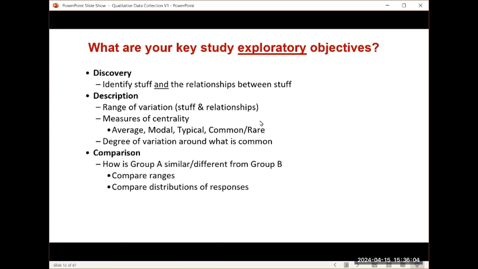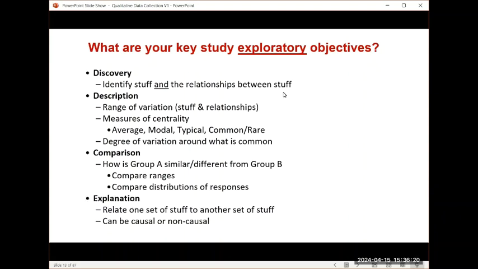So after description, we may want to do comparisons. And again, we can do this by looking at similarities between group A and group B. We can talk about similarities in range, similarities in distribution. And again, this can be done with words as well as numbers.